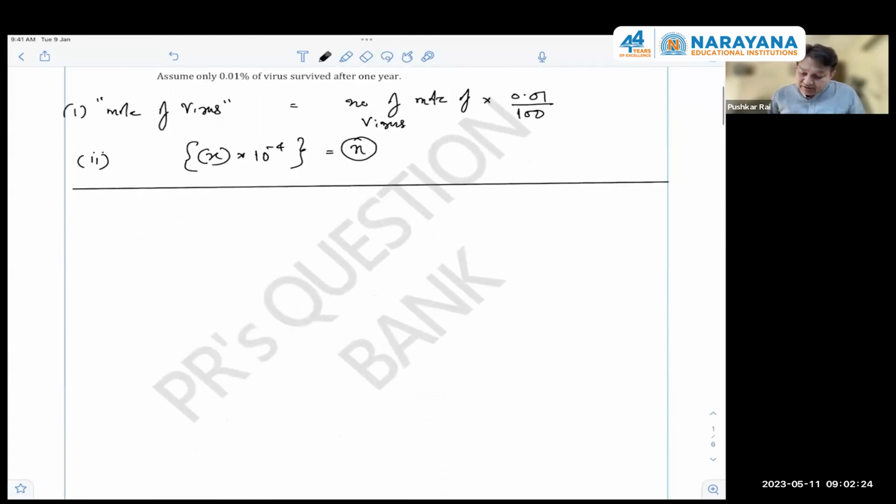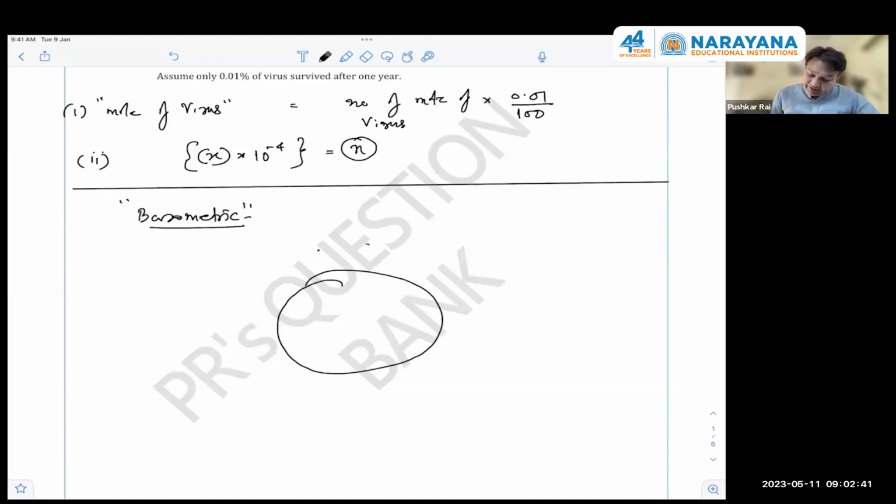Now, this question is based on what? Barometric formula. How will it strike a student that it is based on the barometric formula? There is no other way to approach this problem, because the virus is spread in the atmosphere. This is the earth, and the virus is spread in the atmosphere. And we know that atmosphere can go up to infinity.